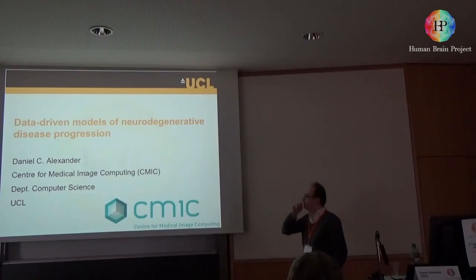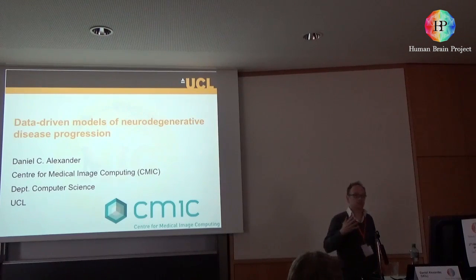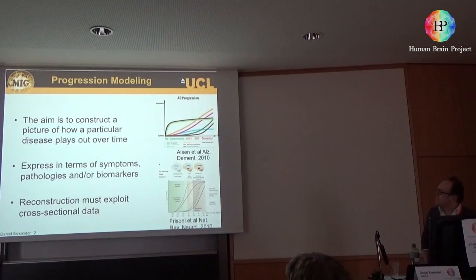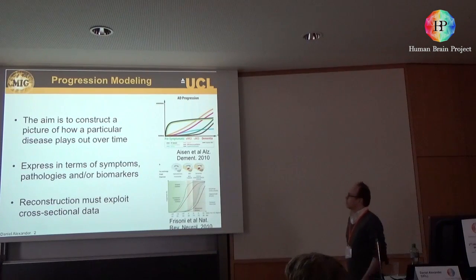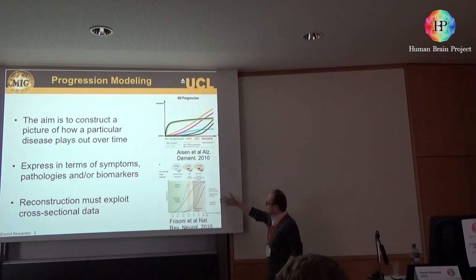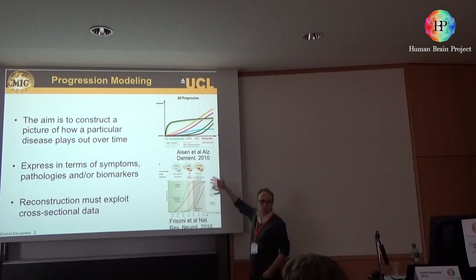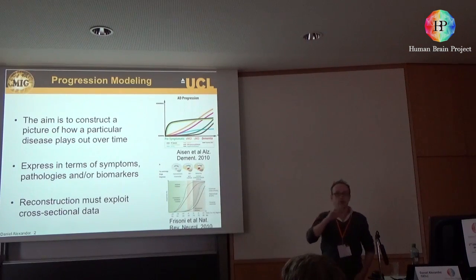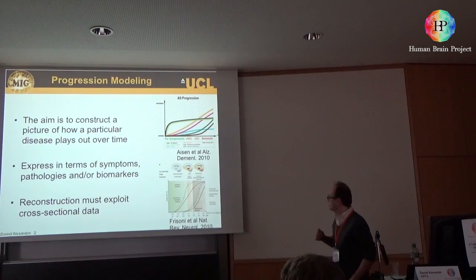To talk about a modelling approach to deriving, let's use the Human Brain Project term, signatures of disease. What I set out to do a few years ago now was to reconstruct pictures like these on the right here of how a disease plays out over time in terms of the various biomarkers that we use to detect and track those different diseases.